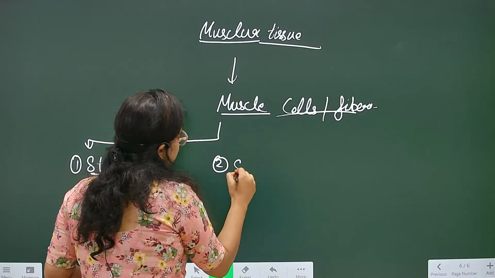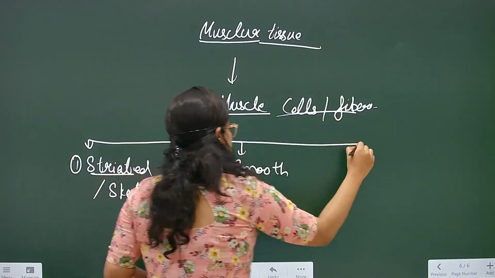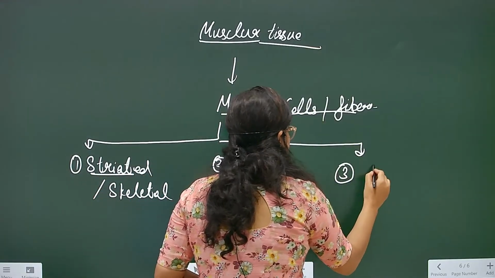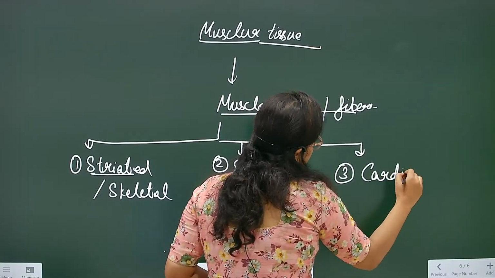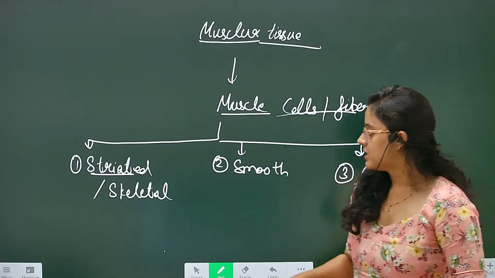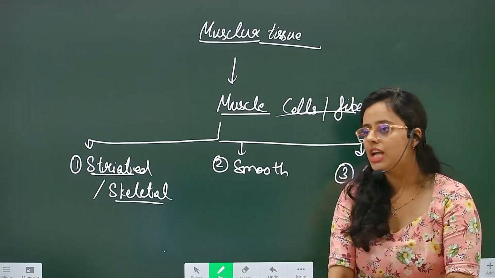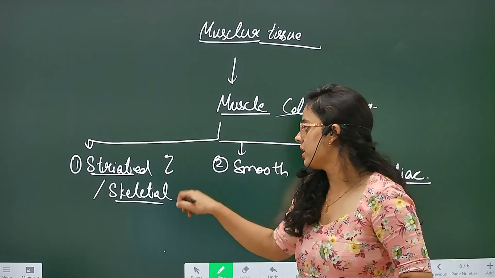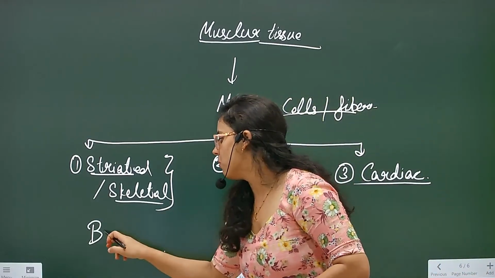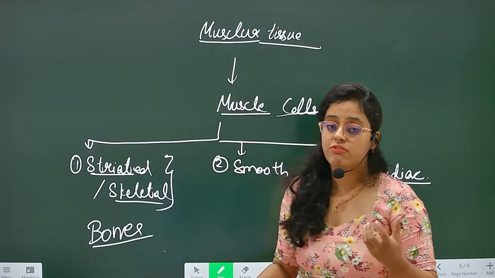Second one is smooth, and third one is cardiac. Okay. So skeletal muscles or striated muscles, these are voluntary muscles which are attached to the bones. So these muscles which are attached to the bones with the help of tendons are called skeletal muscles.